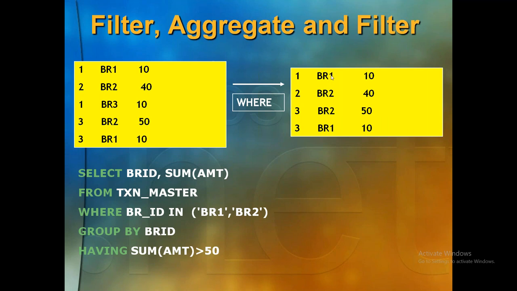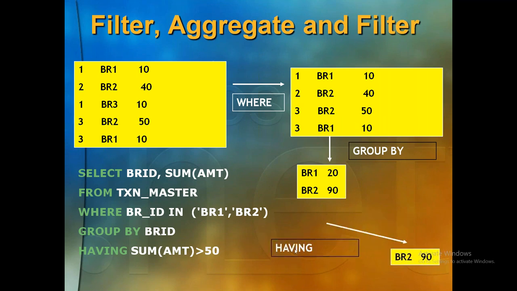Now, after the where clause is applied, group by is going to happen. Group by means BR1 is one group, BR2 is one group, and summing is also going to happen. That is what is called group by and aggregation. BR1 10, 10, 10 plus 10 is 20. BR2 40 and 50, 90. The second step has happened, but I don't need this data. I'm saying having sum of amount greater than 50, so the having clause is applied. After aggregation, if the sum of amount is greater than 50, show me. So the final result is branch BR2.